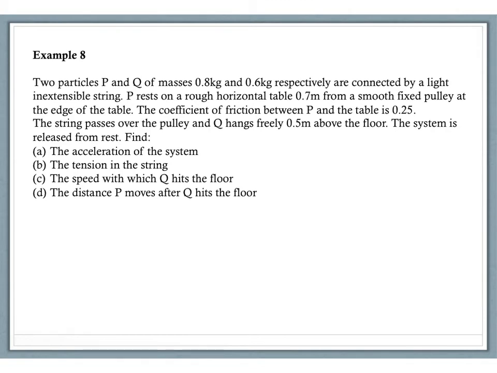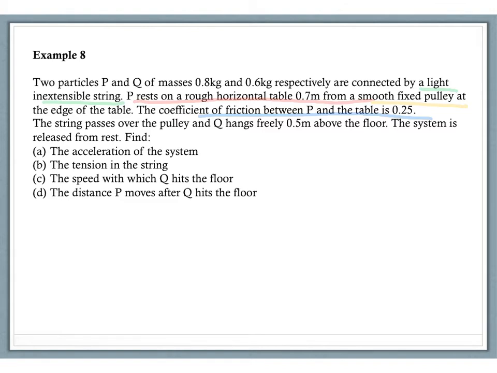Example 8. Two particles, P and Q, of masses 0.8 kilograms and 0.6 kilograms respectively, are connected by a light, inextensible string. P rests on a rough horizontal table 0.7 meters from a smooth fixed pulley at the edge of the table. The coefficient of friction between P and the table is 0.25. The string passes over the pulley and Q hangs freely 0.5 meters above the floor. The system is released from rest.